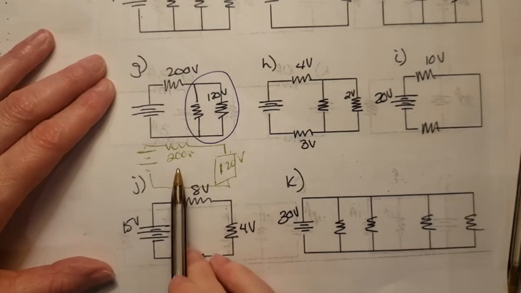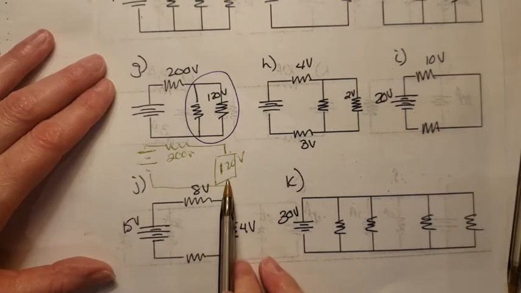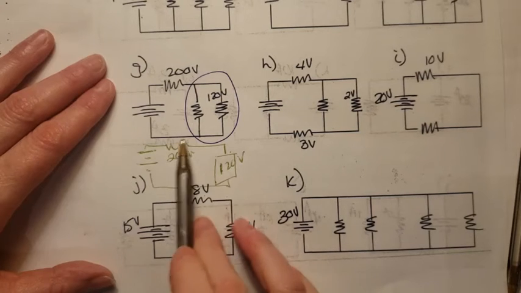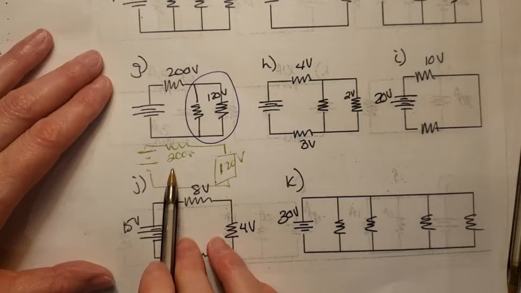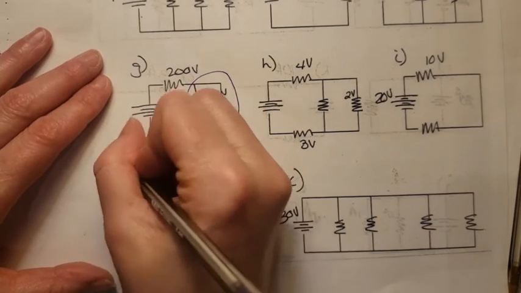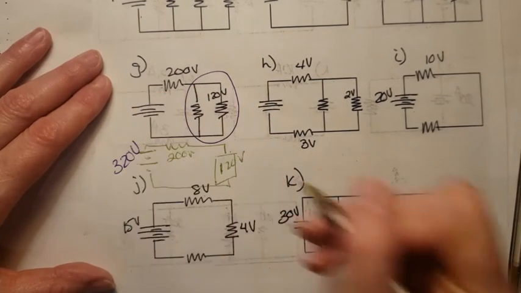So now I have 200 volts, 120 volts. These two things are clearly in series to each other. They would add up to give me 320 volts across the battery.